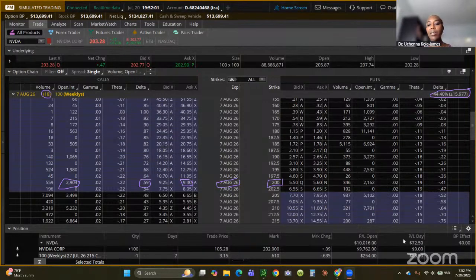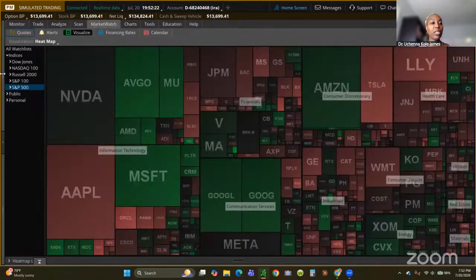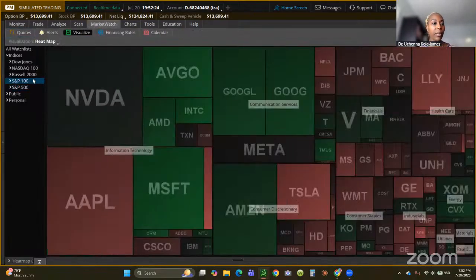And maybe you don't have $1,000 to spend. That's fine. Then we just got to pick a cheaper stock because NVIDIA is trading at $200 a share. Remember, options derive their value from the stocks. So if we want to spend less, then we have to just pick a cheaper stock. And we could go to our market watch to find out the different prices.